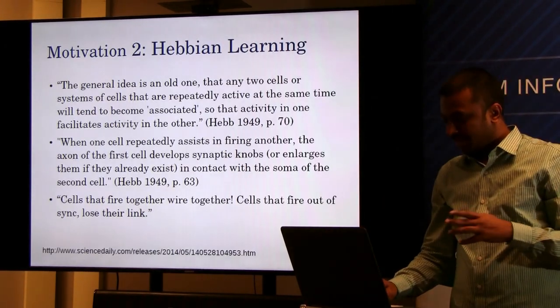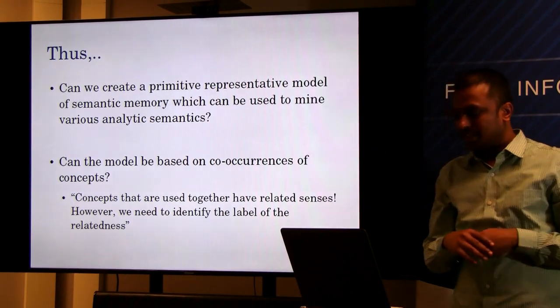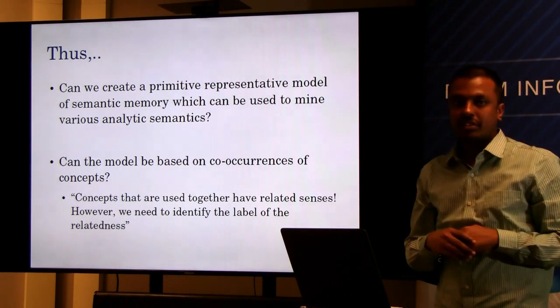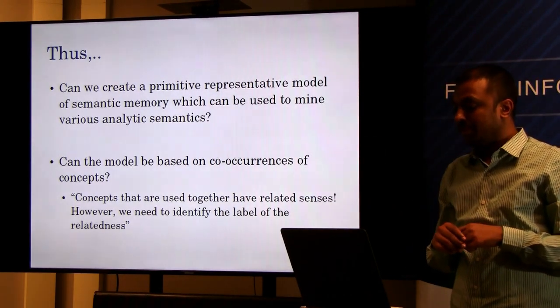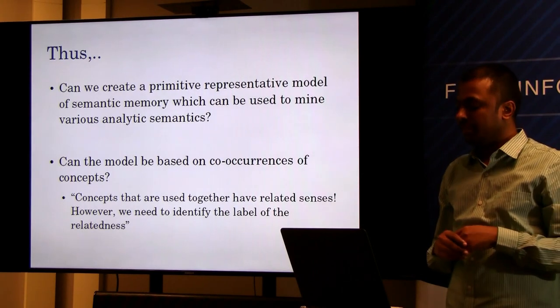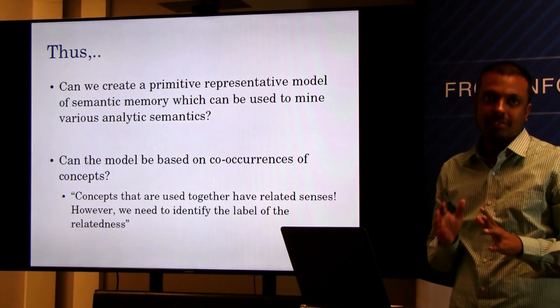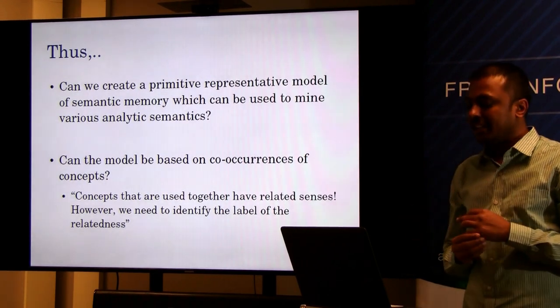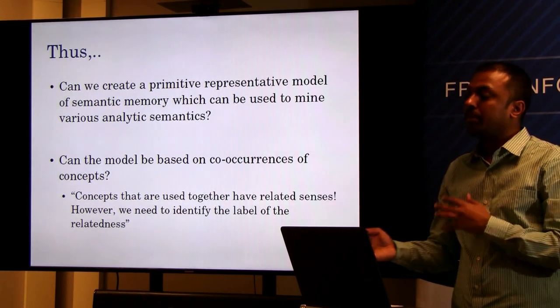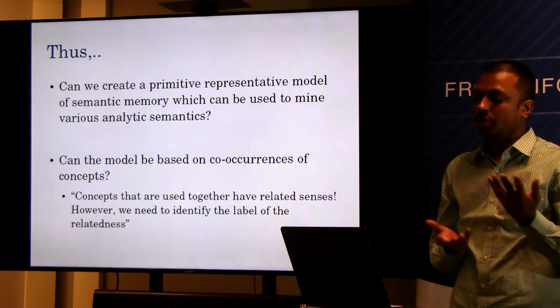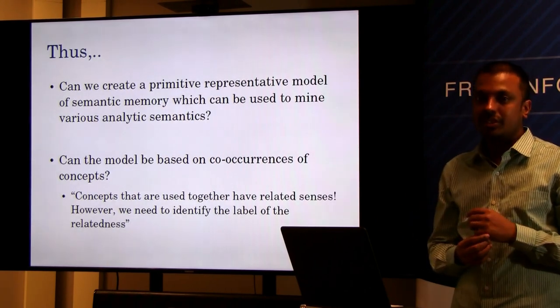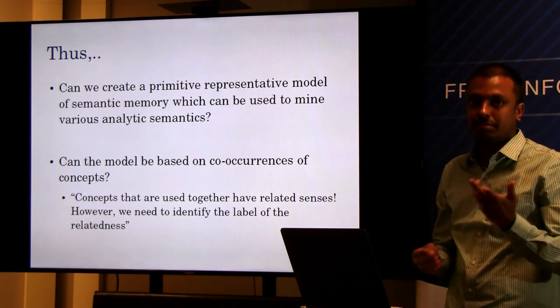I spoke about Hebbian learning, so I'll not speak about it again. These are the two questions we asked. Can we create a primitive representation model of semantic memory which can be used to mine various analytic semantics, that is, general knowledge semantics? And can the model be based on term co-occurrence, or co-occurrence of concepts, based on Hebbian learning?